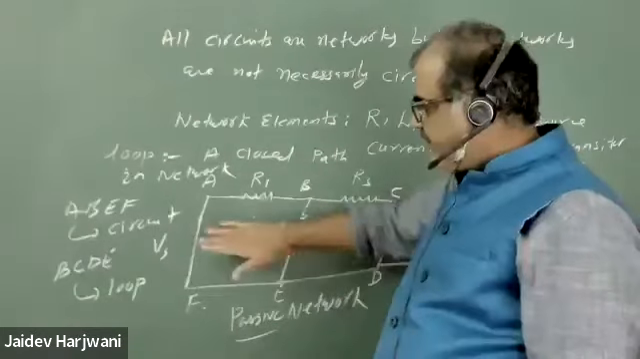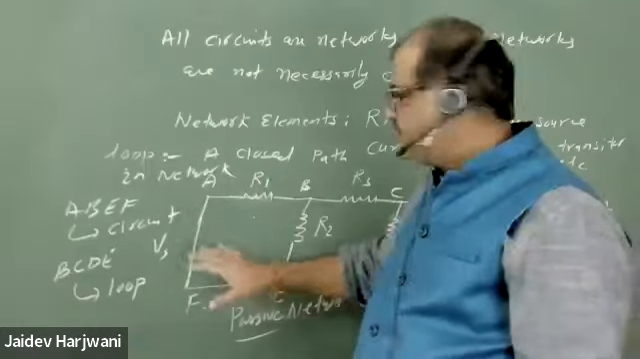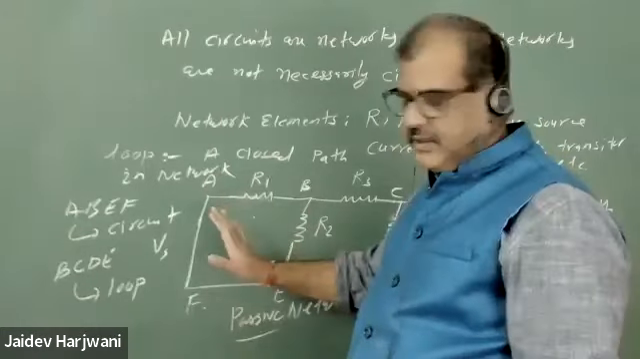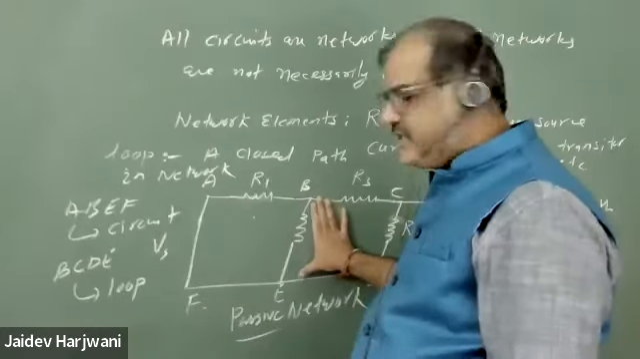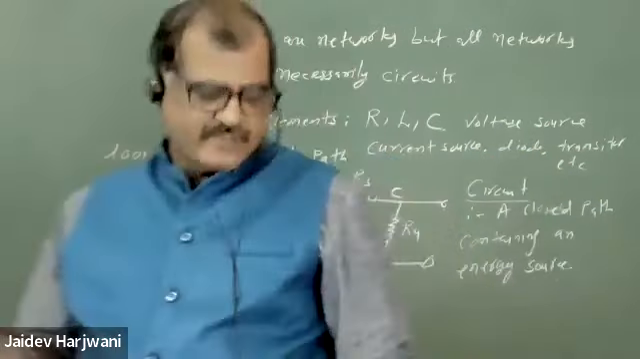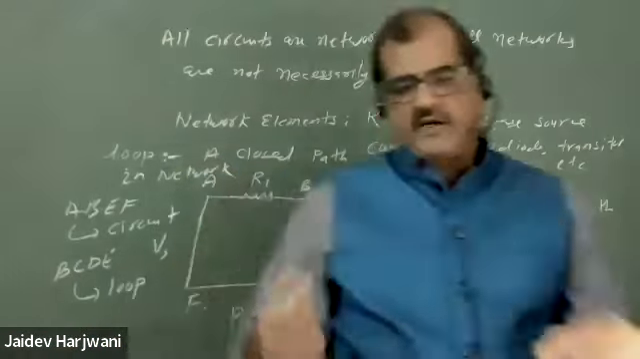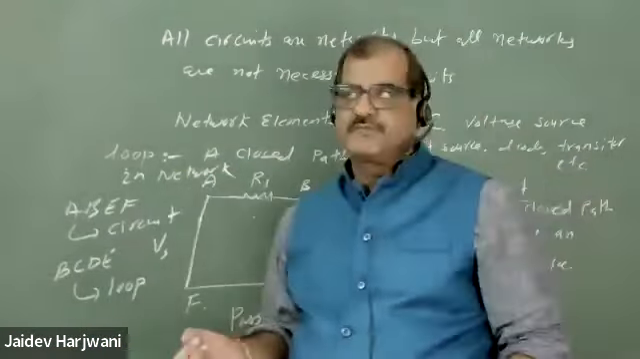Now if I put a source here, that is a network, an active network, but this part of it is a circuit. Now if only one part is a circuit, I can call it a network as well as a circuit. So circuit is a big domain, and network is part of this definition.